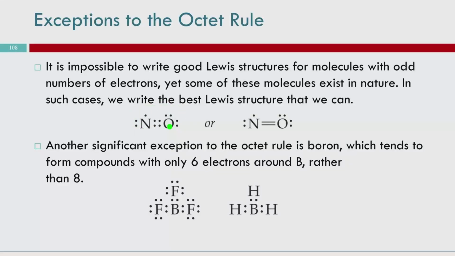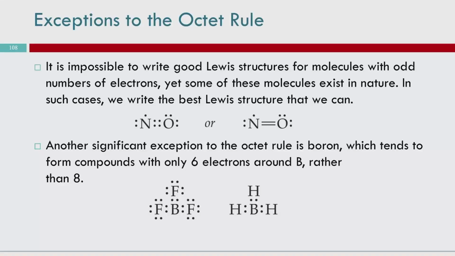So for example, NO: nitrogen has 5 valence electrons, oxygen has 6. If you add those up, you get 11 valence electrons, which is an odd number. And so the best that you'd be able to do is get nitrogen having that lone electron on it, and then oxygen has its full octet. We don't have the rules to say why this is the best structure, but that's as good as we can get, one of them having 7 electrons instead of an octet, and the other one having an octet.